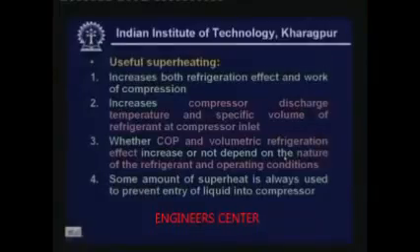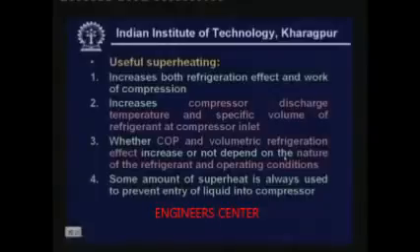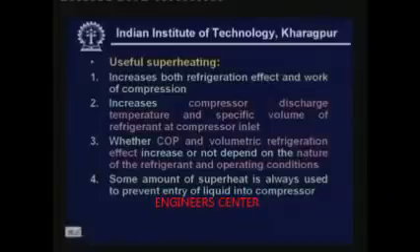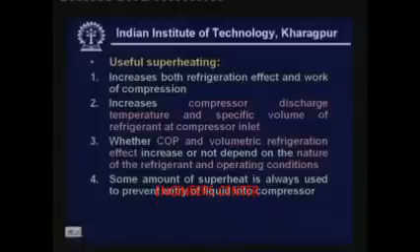Whether it increases COP or not, some amount of superheat is always used in practical systems to prevent entry of liquid into compressors. So there is a very practical reason why superheat is necessary in actual systems, because just like an expansion device cannot tolerate vapor, a compressor, as we have seen in the last class, cannot tolerate, most of the compressors cannot tolerate, the presence of liquid. So you must make sure that whatever is entering into the compressor is vapor. Okay, no liquid is entering into the compressor.